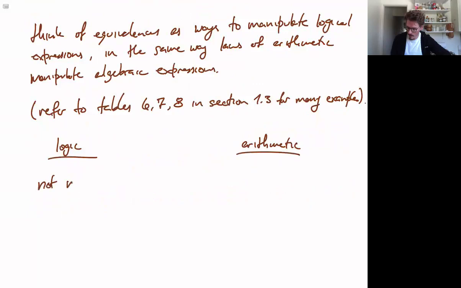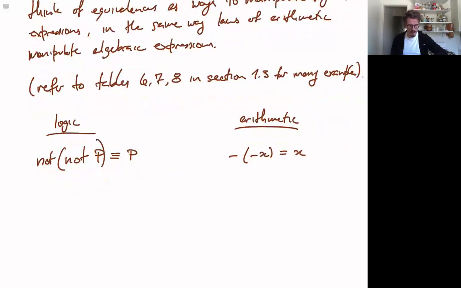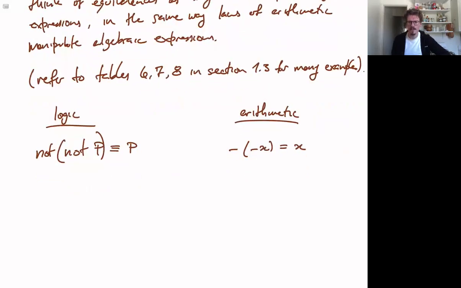So, what are some examples? Here's a basic one. Double negation: if you take not not P, this is equivalent to just P. Because each time you flip true and false, and if you flip them twice, you get back to where you started, right? And this corresponds to negative negative x is equal to x, because the negative signs cancel, right? So hopefully this is familiar. This might even be intuitive.